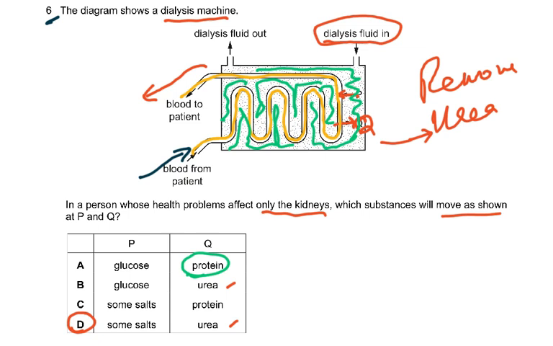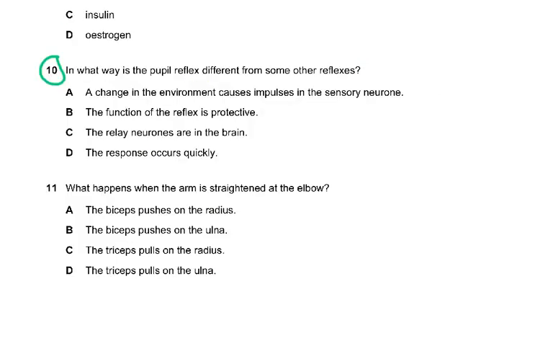Another question which is challenging: in what way is the pupil reflex different from some other reflexes? Now when you say pupil reflex is different, then the others must be correct for the other reflexes. Now the possible choices are: a change in environment causes impulses in the sensory neuron. Yes, if you touch something hot, then the sensory neuron carries that impulse to the brain and you withdraw your hand immediately. That does happen. A change in the environment, like you enter a room, it's very hot, all this information goes to the brain through sensory neurons which are present in your skin.